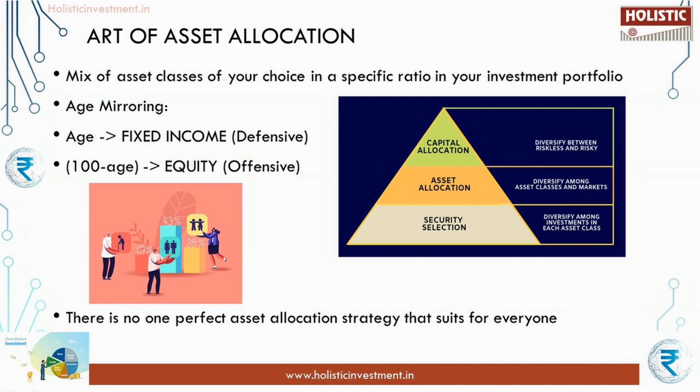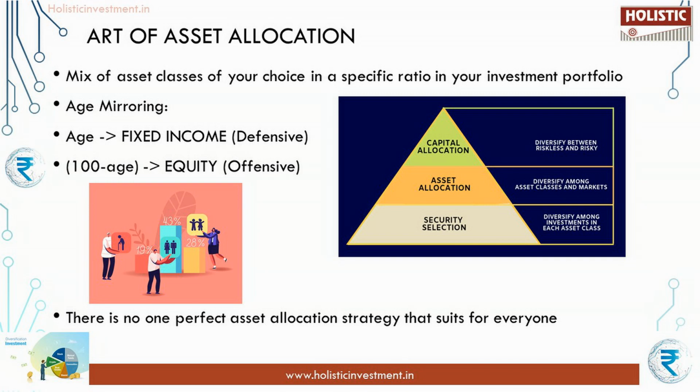The pyramid of asset allocation will give you an easy understanding of the diversification process. The old school of thought in personal finance advocates the following age mirroring calculation. Age is equal to fixed income, that is defensive. 100 minus age is equal to equity, that is offensive. That's it, asset allocation is done. But do you think it is enough for a perfect investment portfolio?